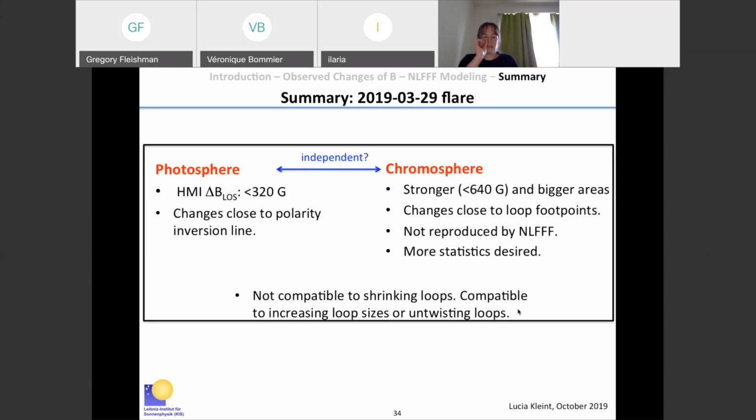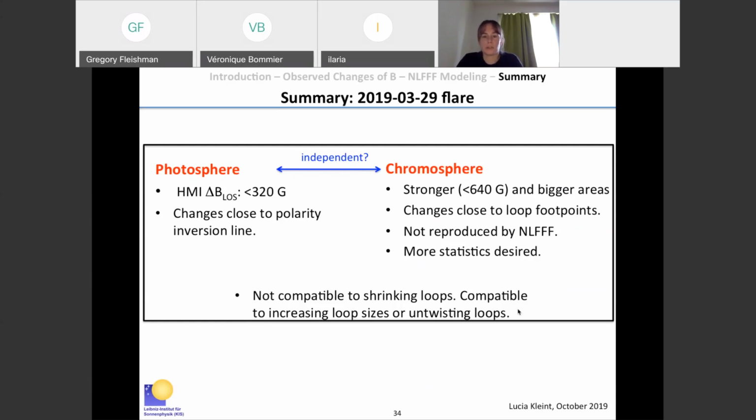To summarize, this famous March 29th flare, and I made a typo with the year, we have the photosphere and the chromosphere. In HMI, we see changes below 320 Gauss, and we have the chromosphere, which shows much bigger changes, factor of 2, in bigger areas. And what is puzzling for me is that they seem not to be really related. The areas are different, the locations are different, and in some cases, even the timing is different.